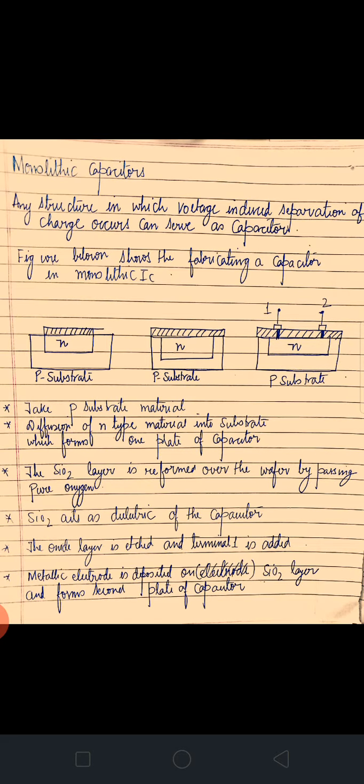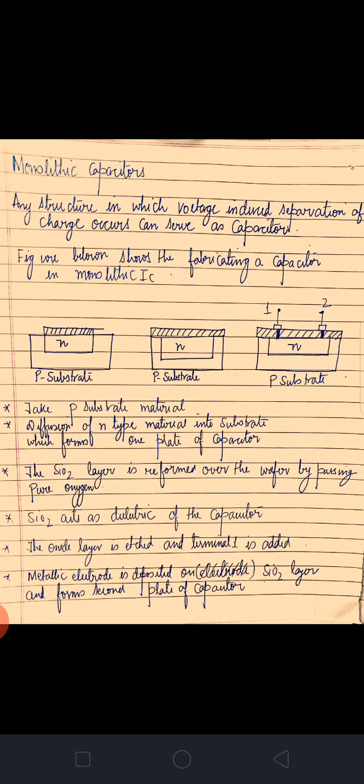Now, in the second diagram, when we form the SiO2 layer, it forms the dielectric medium above the N-type material. The oxide layer is etched and terminal 1 is added. Now, you can see terminal 1 with the metallic connection. We again etch the SiO2 layer to a certain region, and then we drop the metal into it, and terminal 1 is attached to it. Similarly, we form the second terminal, and we drop the metallic connection at the second point.